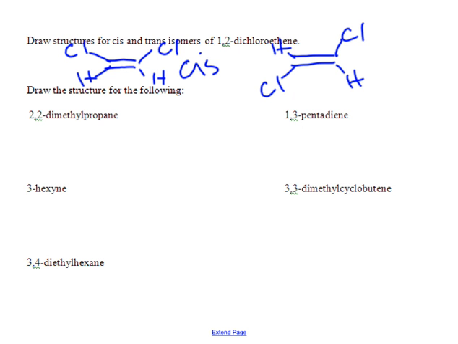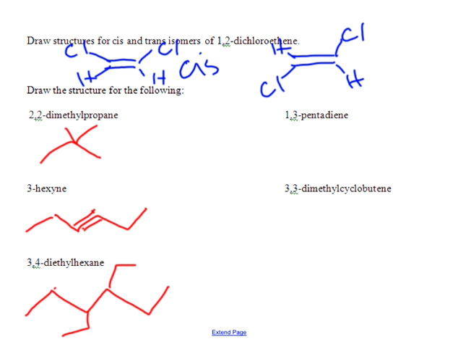All right, so now we're going to draw. The drawing is so much easier than the naming, because you know that we have a propane, 2,2-dimethyl, 2 methyls on carbon 2. 3-hexyne is a chain of 1, 2, 3, 4, 5, 6. And after carbon 3, I have a what? No, triple bond. 3,4-diethylhexane. 1, 2, 3, 4, 5, 6. 1, 2, 3, 4, diethyl.